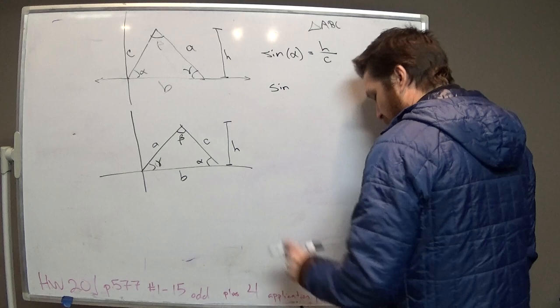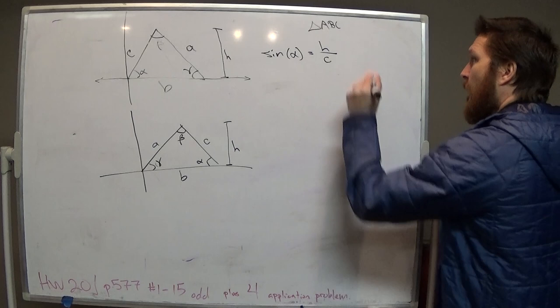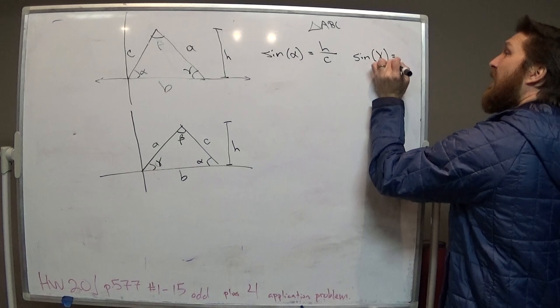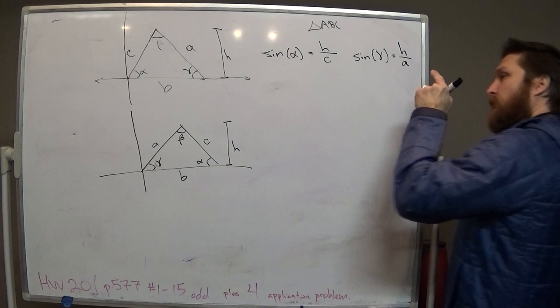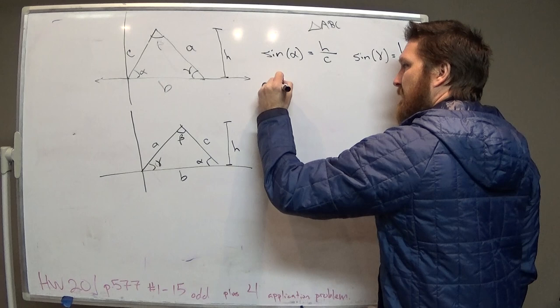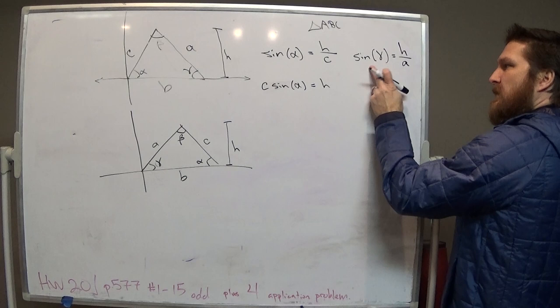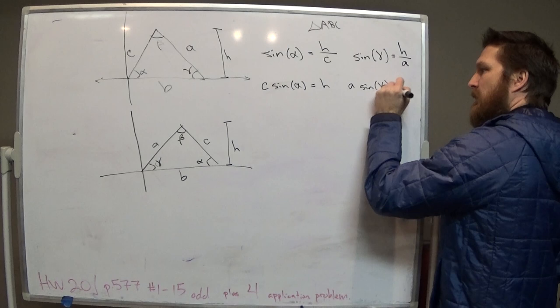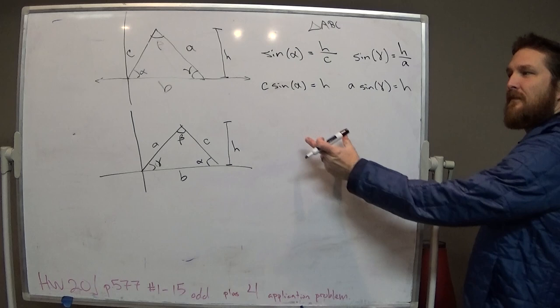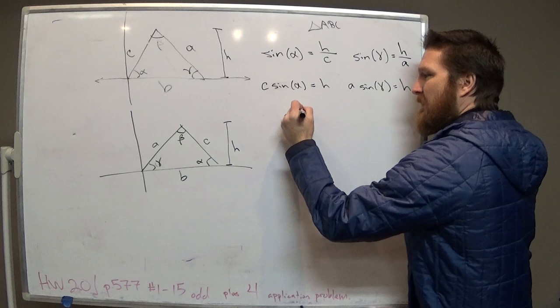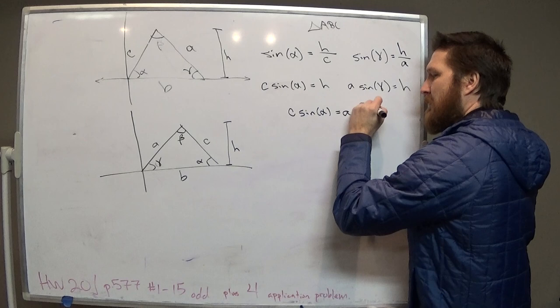What is sine gamma? H over A. Now watch this. If I multiply both sides of this by C, I get C sine alpha equals H. If I multiply both sides of this, I get A sine gamma equals H. Is H equal to H? Yeah. So then this is equal to that, isn't it? It has to be that C sine alpha is equal to A sine gamma.